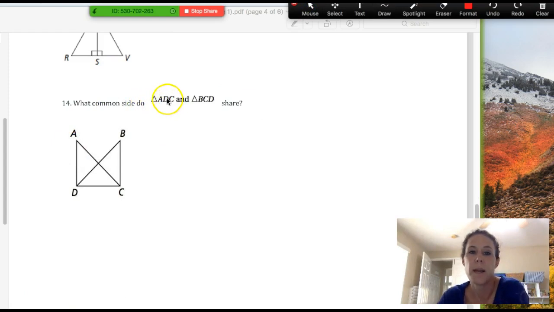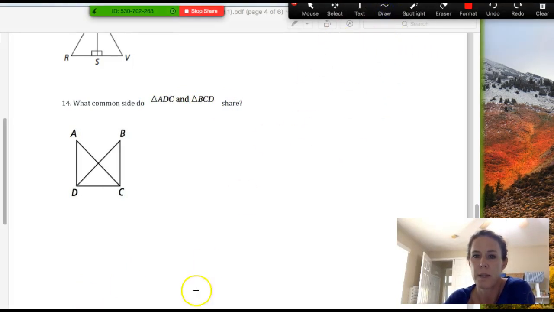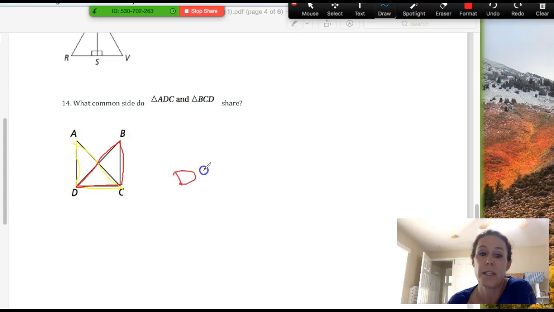All right, what common side do triangles ADC and BCD share? So it's asking for the common side. These are overlapping triangles, and when you have overlapping triangles, sometimes it helps to do a little highlighting. Here's one triangle in yellow, and we'll do the other triangle in red so we can see. What we're looking for is their common side. So we look for where red and yellow overlap each other, and that's side DC. And then you're done. There's your overlapping side.